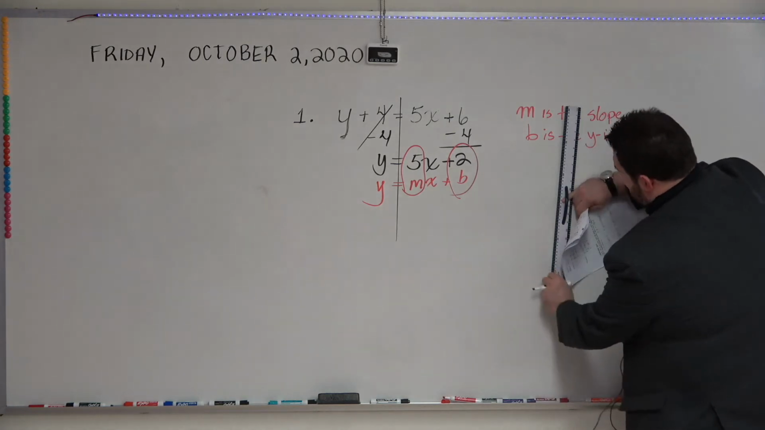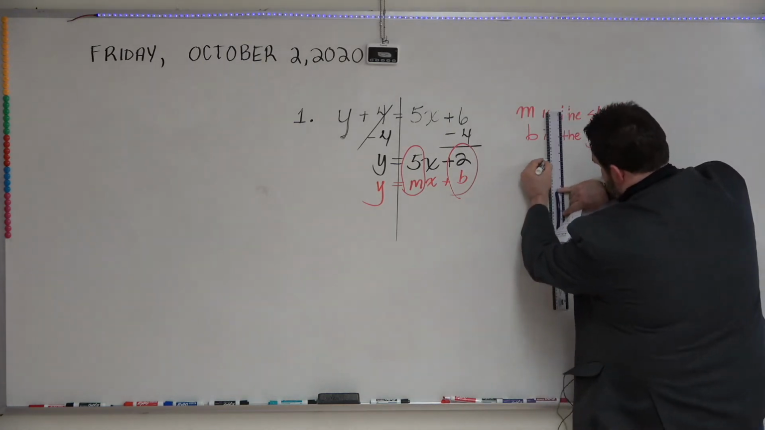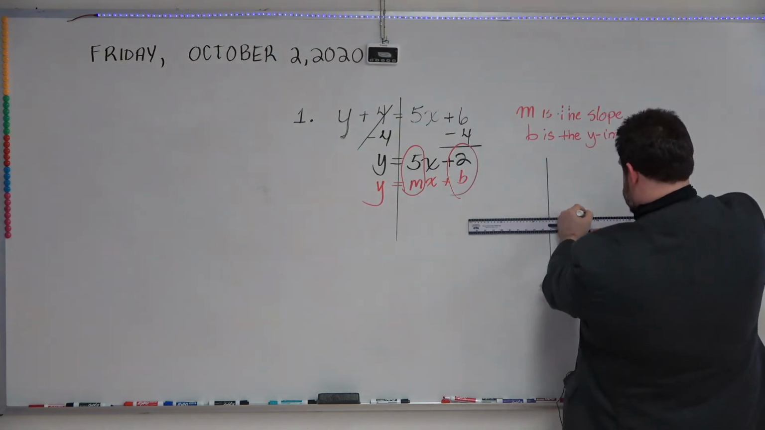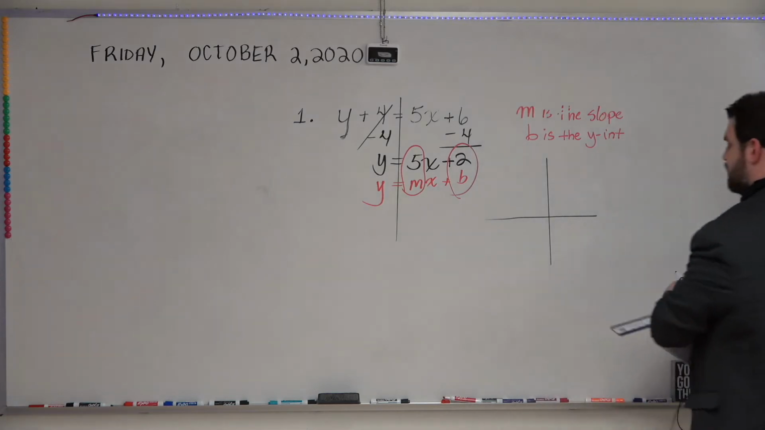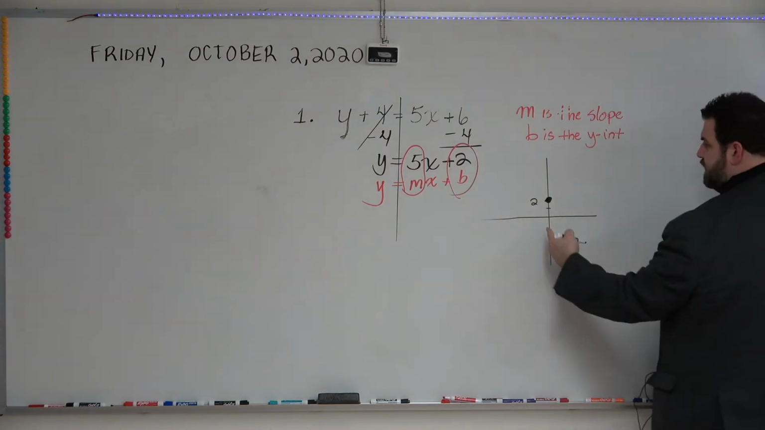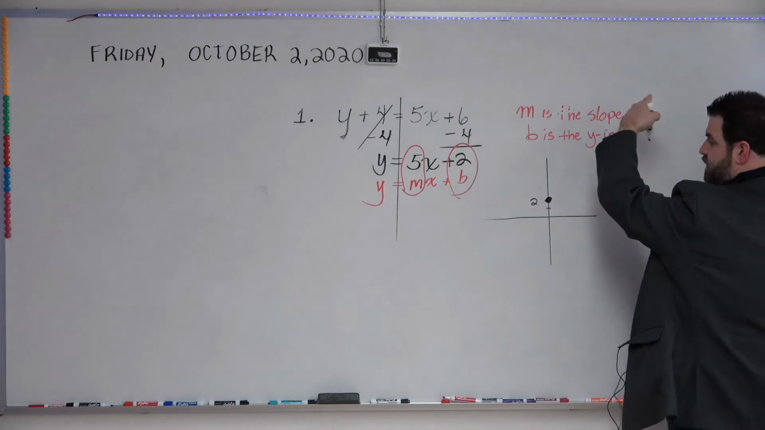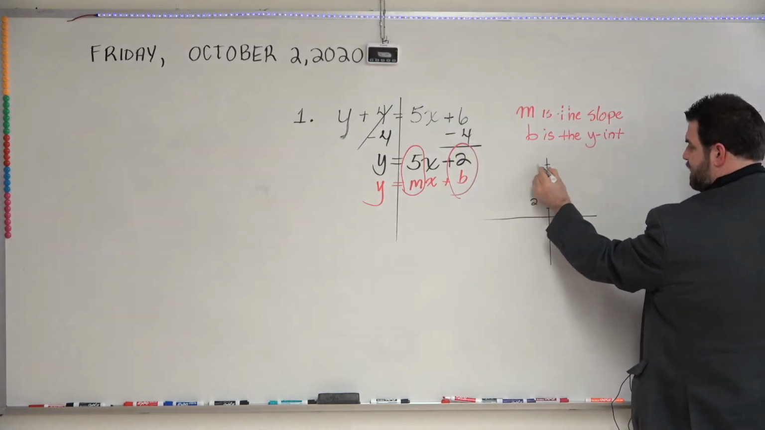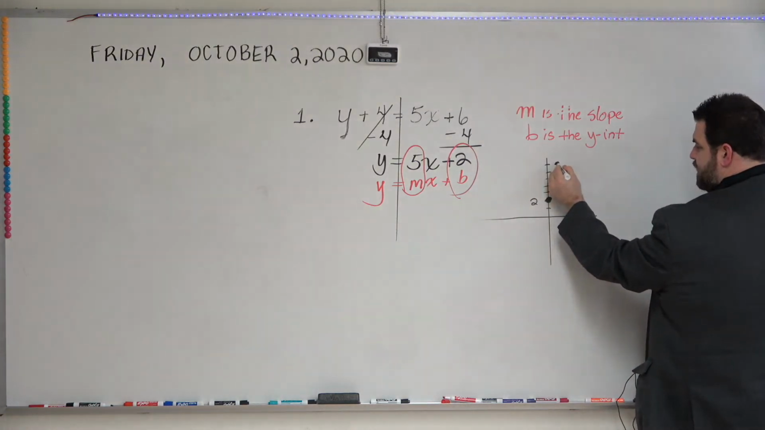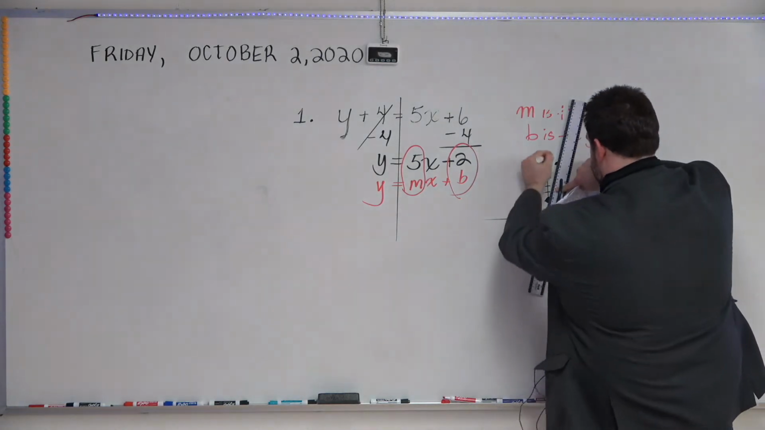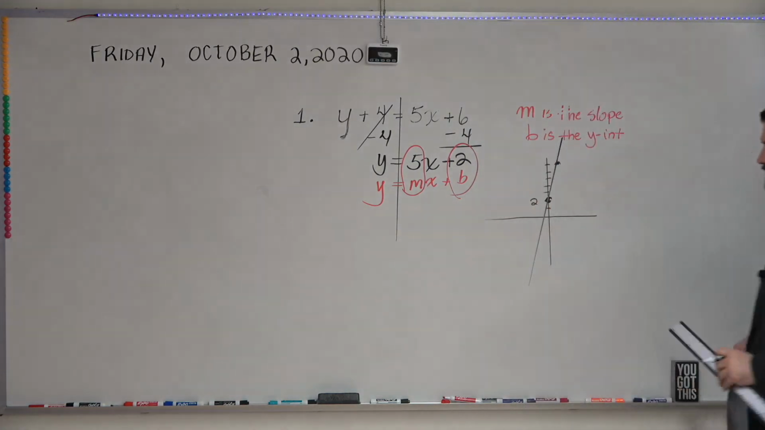So if I wanted to, I could quickly plot a little graph. And we just go up 2 here. That's our y-intercept. And so from there we go up 5 over 1. 1, 2, 3, 4, 5 over 1. There's our second point. And so the graph would look something kind of like that.